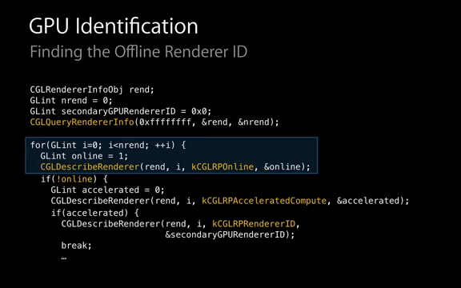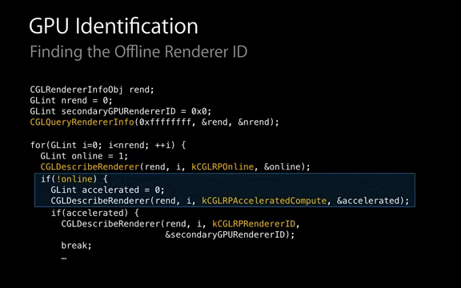Of course, as I mentioned earlier, there are some other renderers in the system. There's this software renderer, and I have to make sure that I am able to distinguish between the offline GPU and the software renderer, and so we'll do that in just a second. So if I find the GPU that's offline, I then check to see if it supports accelerated compute. This is basically saying, does it support OpenCL?